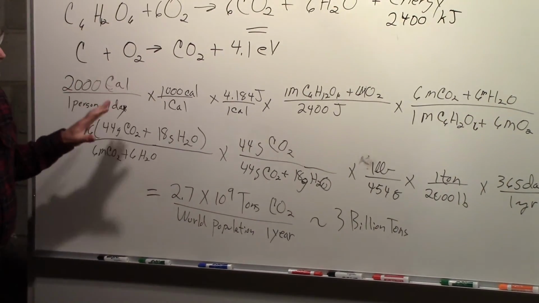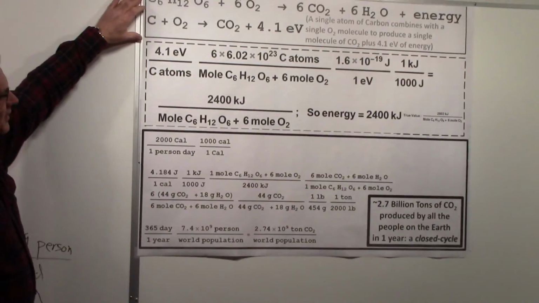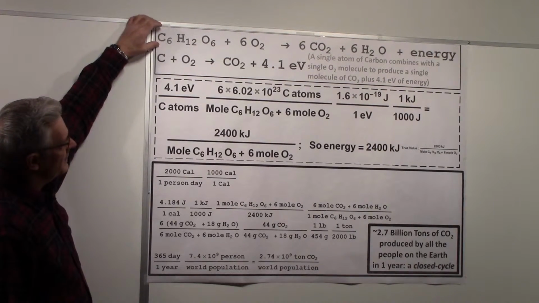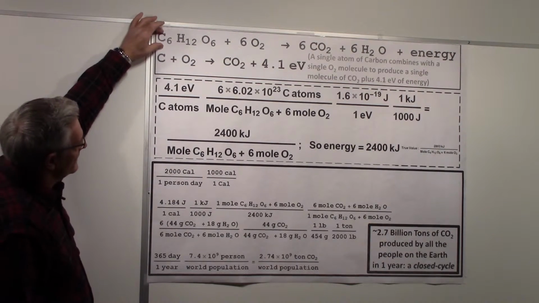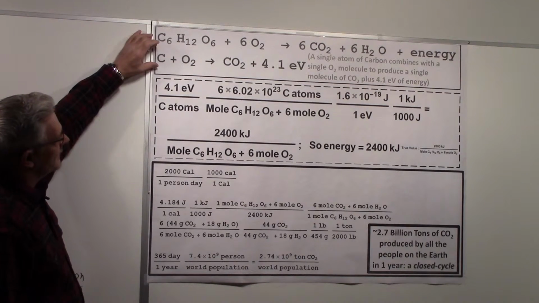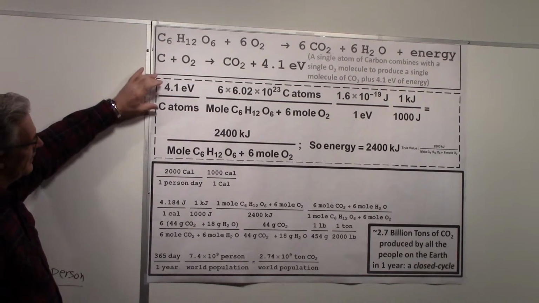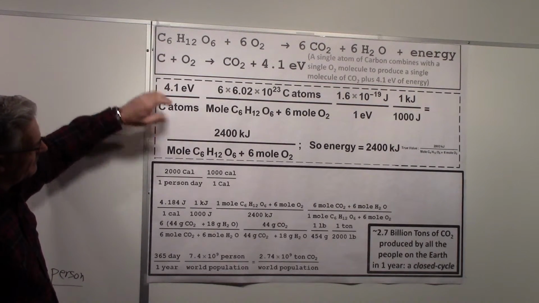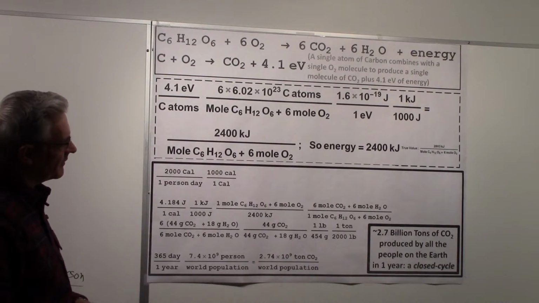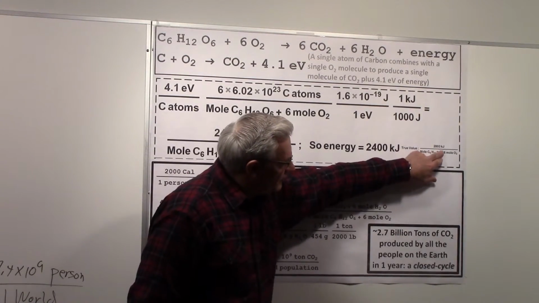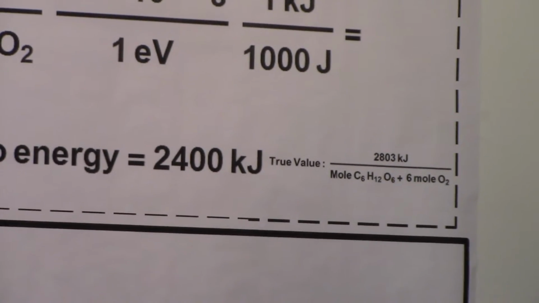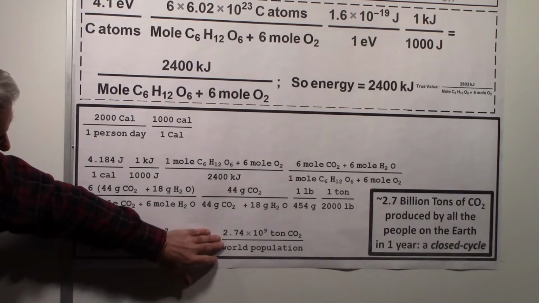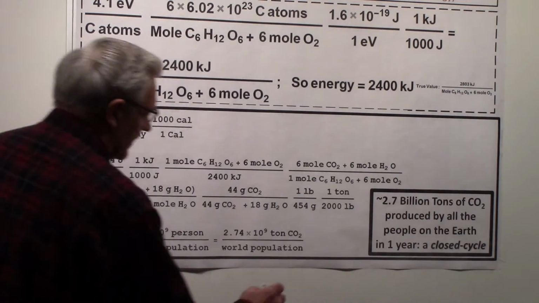And now let me just summarize this over here on this chart. You can do a print screen on this chart if you want. So what we're showing is the reaction that we're using, the simplification of using sugar as the fuel for a person. That's the chemical reaction. And each carbon atom combining with an oxygen molecule will produce 4.1 electron volts. You can convert that for the 6 moles of the carbon atoms and find out that the energy that's produced is 2,400 kilojoules. And the true value is actually 2803 kilojoules for that reaction. And then these are the steps of converting those calories to a weight for the amount of CO2 that's produced by the world population in 1 year.